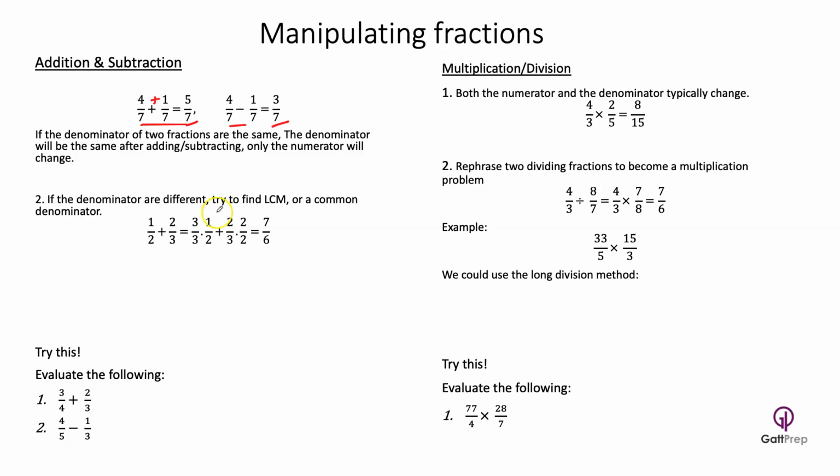Now, if the denominators are different, you can try to make the denominators the same to help you simplify. In order to do so, we have to find a common denominator. So you have 1/2 plus 2/3. Here, these are the two original fractions. In order to make the denominators the same, we can multiply this fraction by 3/3, and then this fraction by 2/2, so that 3 times 2 gives us 6, and 2 times 3 gives us 6. And then we have a common denominator.